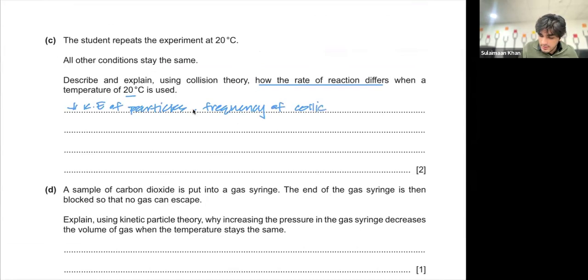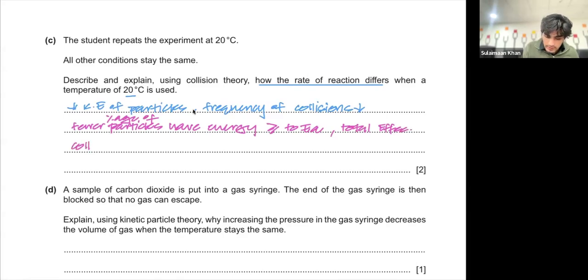The frequency of collisions decreases. Even if you don't write this because it's a 2 mark question, I'll still write it. So now fewer particles have energy equal to or greater than the EA. Remember, this is only for temperature. Fewer particles, or a smaller proportion of particles, have energy greater than or equal to EA, and therefore total effective collisions decrease, and therefore the rate of reaction decreases.